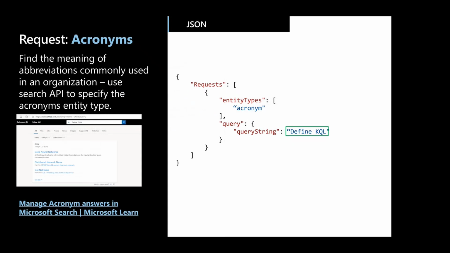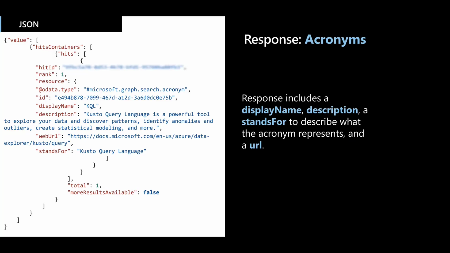And then additionally, we allow you to search acronyms, and acronyms are abbreviations. We have a bunch of different ways that you can specify in your query string how to get back the definition of an acronym, so to speak. I'll show you some of the really interesting words you can leverage to figure out what an abbreviation means. In the response, you're going to get back some similar information, the display name, the description, but you're also going to get back a stands for value that shows you what the abbreviation actually stands for, as well as the URL.